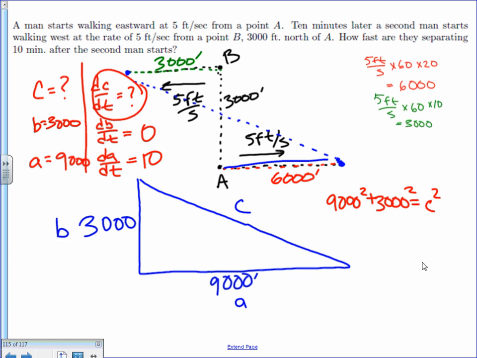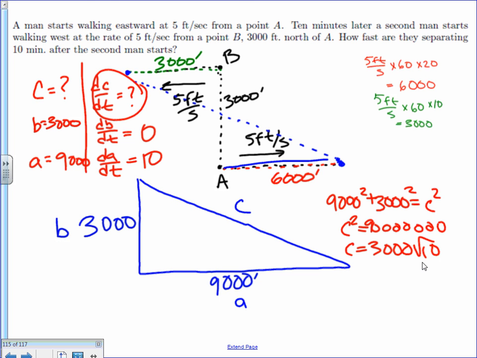And so C squared equals 9 followed by seven zeros, 90,000,000. And the square root of that, C equals 3,000 square root 10. That's the simplified version of it.